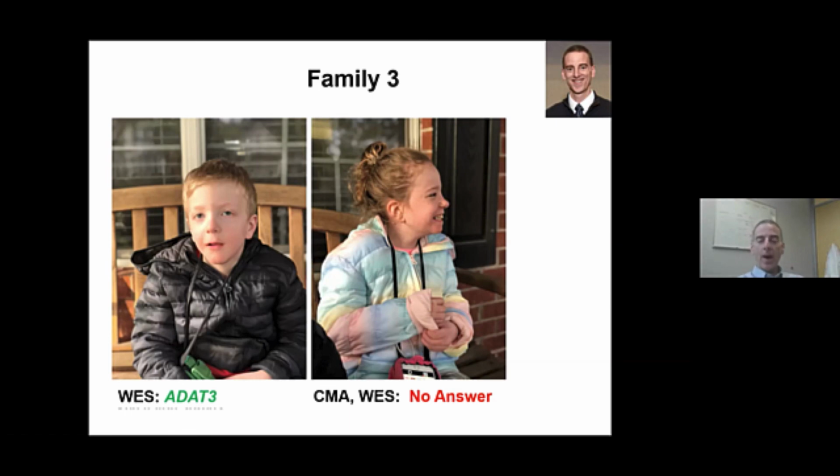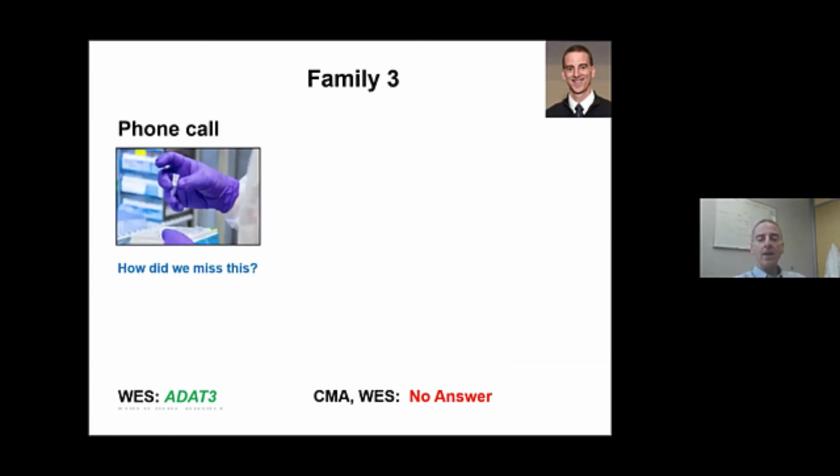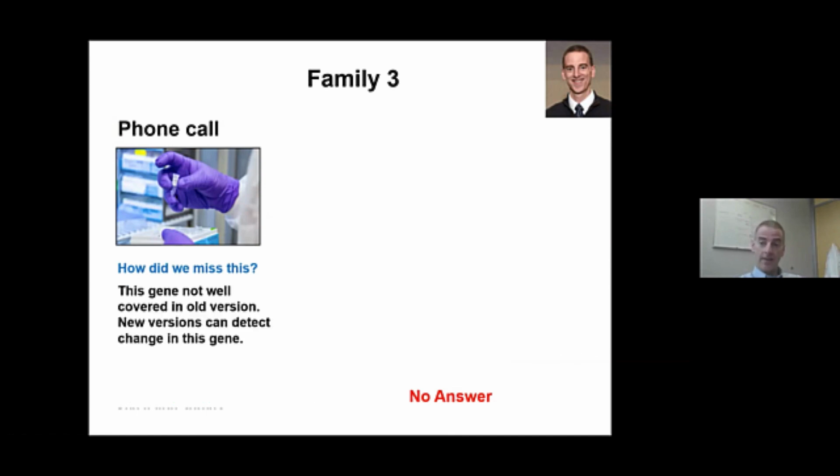But I wondered why one child could have changes in this gene and we did not identify it in the other child, since they seem to have the same problems. So I made a phone call to the lab. I said, how did we miss this? And they said, well, this gene is not well covered on the old version of this particular test. And sometimes we do have better versions of genetic tests that come out over time. They said the new versions can detect this change. That's why it was detected in the brother years after his sister got her test.